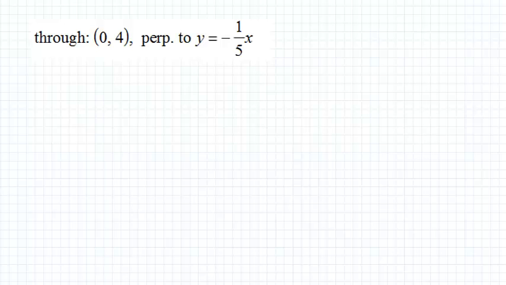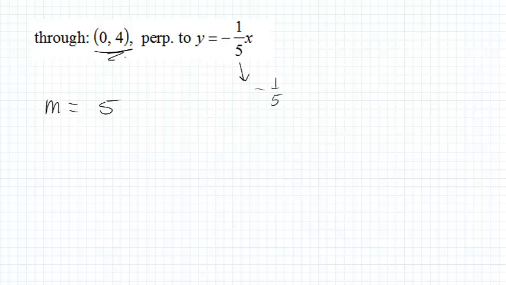This final example is similar to the last one, but I know that my new line is perpendicular to the line given. So again, I'm going to say the slope of the line given is negative 1/5, which means the slope of my line has to be the opposite reciprocal. So the slope given was negative, which means my slope will be positive, and the reciprocal of 1/5 is 5. So my new slope is 5.